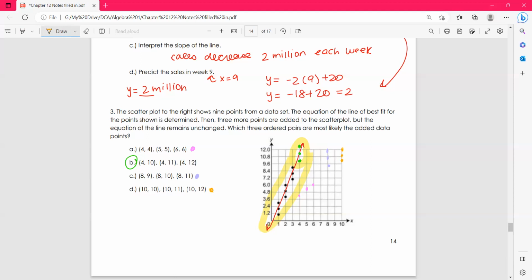So keeping it along and around the trend line is how we know we will have the same trend line and data that continues in a positive relationship, okay?